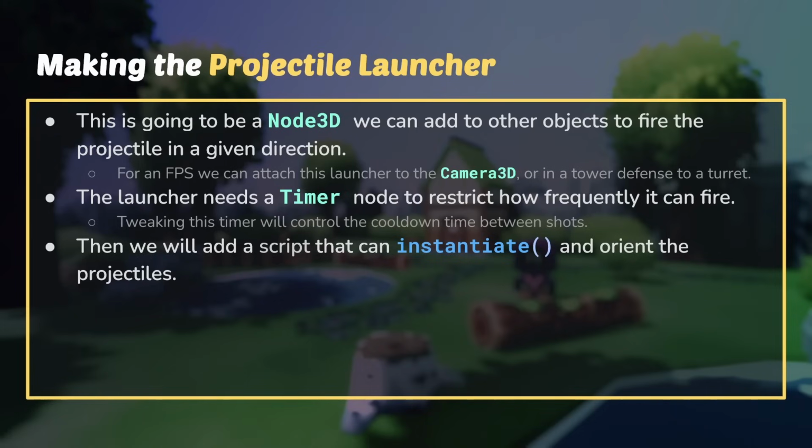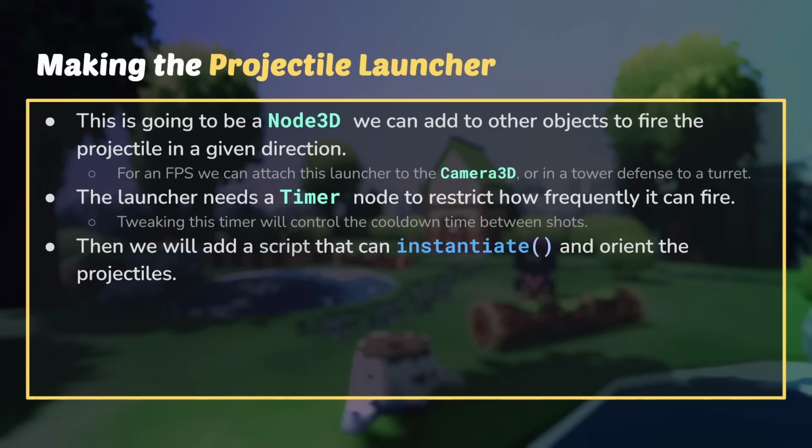The launcher needs a timer that's going to restrict how frequently it can fire. If you don't have something like this, you'll be adding just tons of projectiles. Say you have it triggered to fire as you hold down the mouse, you'll be firing them every frame and it'll get very out of hand. So we're going to add a timer that restricts how frequently it can fire, and tweaking this timer will control the cooldown in between shots.